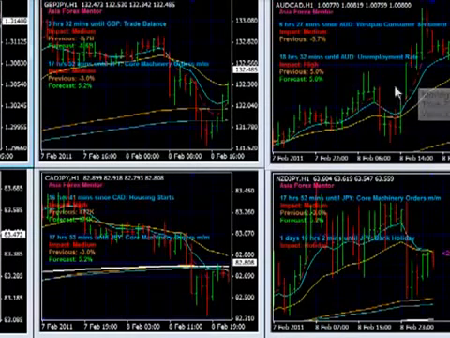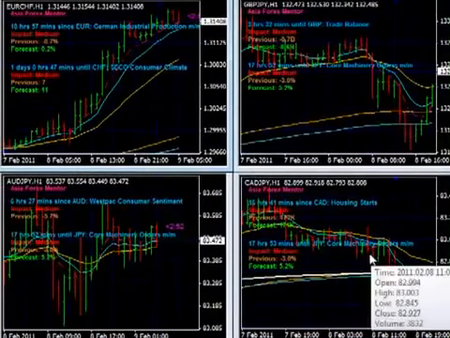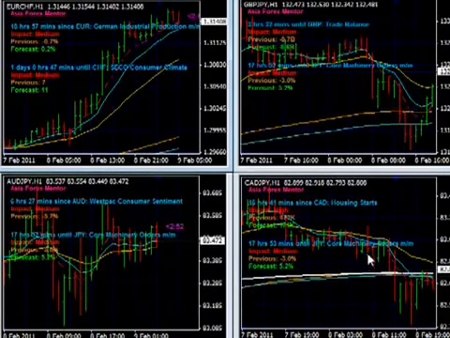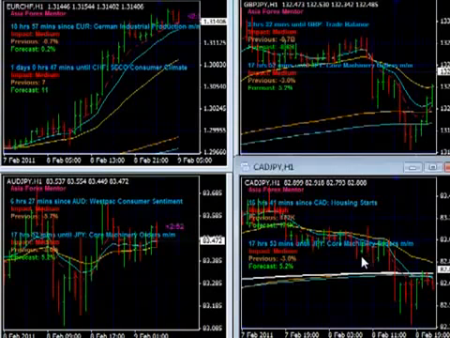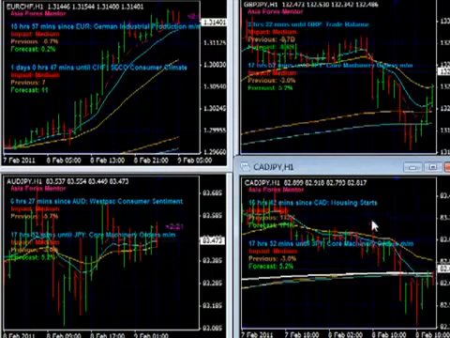Here's another one. This is the cat yen. We can see a pin bar over here, a pin bar in confluence with the 10-25. The 10 is below the 25. A pin bar formed and it went down.